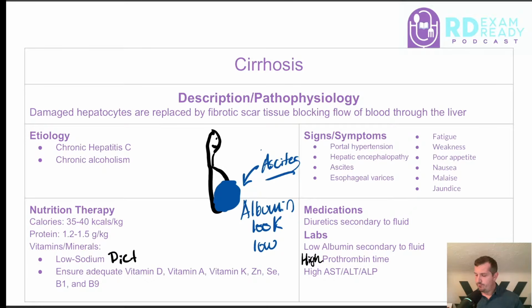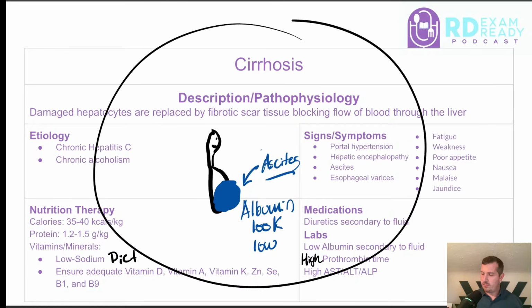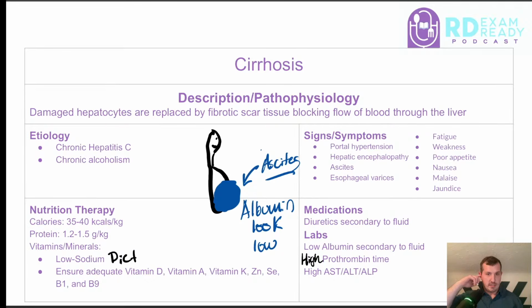Okay, let's take a pause on that. What questions do people have right now just related to cirrhosis that we're looking at there? Yeah, good. Just a good little walkthrough there.